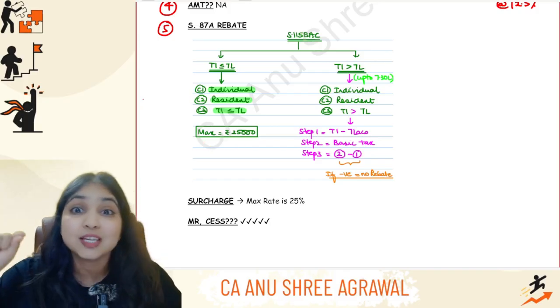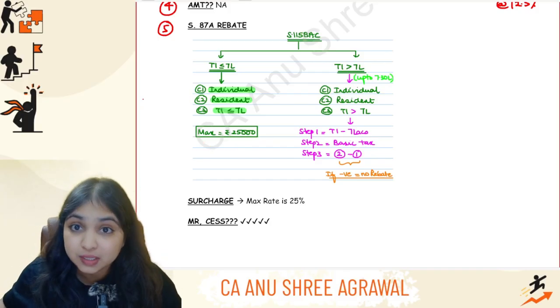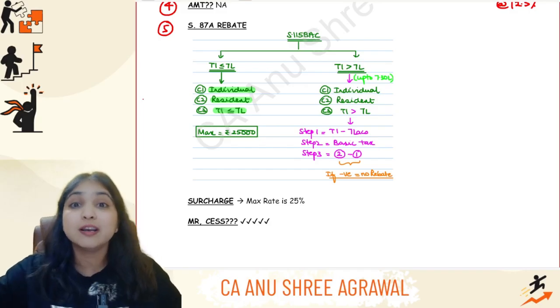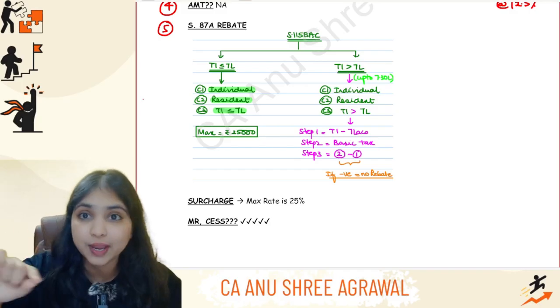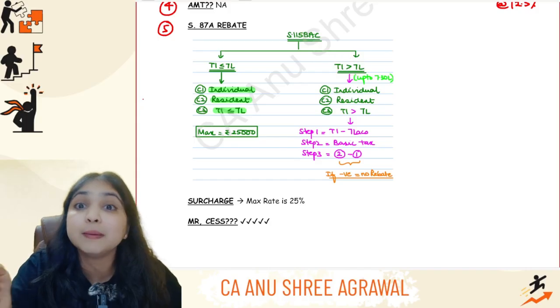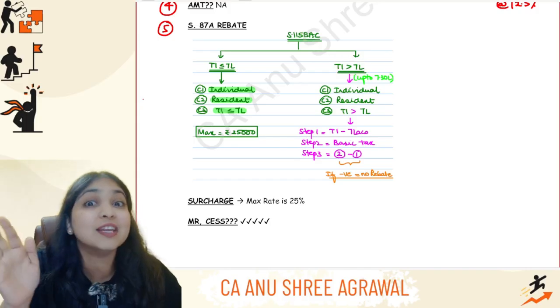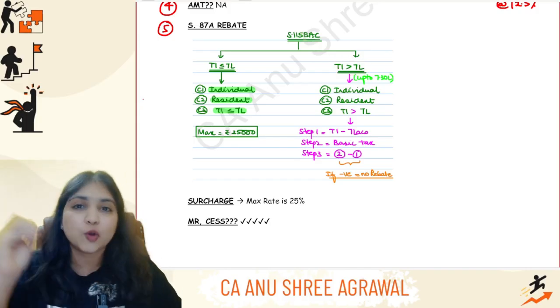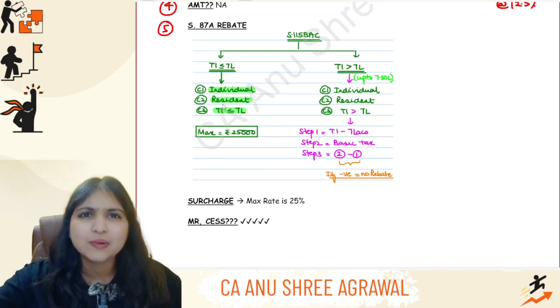But remember, there is a unique point in 115BAC with respect to rebate, and that is your relief relating to rebate, right guys? Wherein if the total income happens to be more than 7 lakhs, even in those cases, you still enjoy rebate in some situations. But how will the computation be?